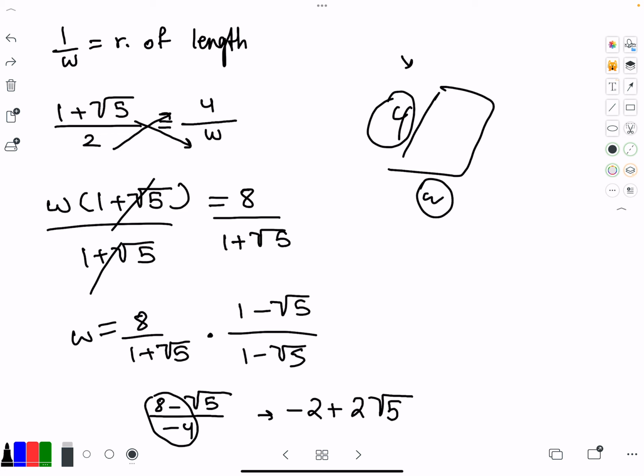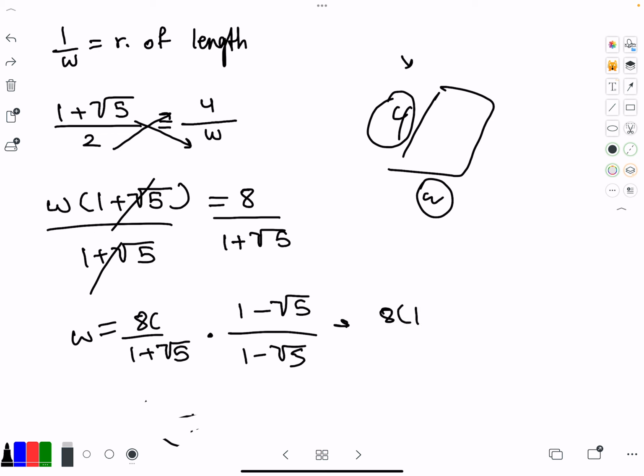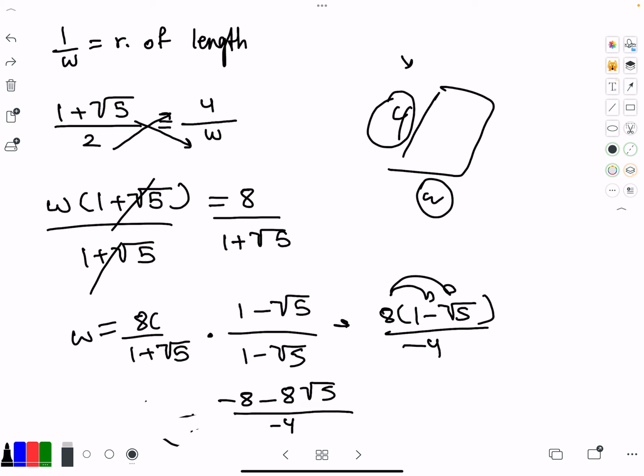I forgot something. I'm sorry, my bad. When you do this, it's going to be 8 times 1 minus square root of 5, so you distribute it to both. It becomes over negative 4: negative 8 minus 8 square root of 5 over negative 4. So this becomes negative 2, and this becomes plus 2 square root of 5, because this is negative and this is negative, so it becomes positive. Yeah, that's it. This is the hardest thing.